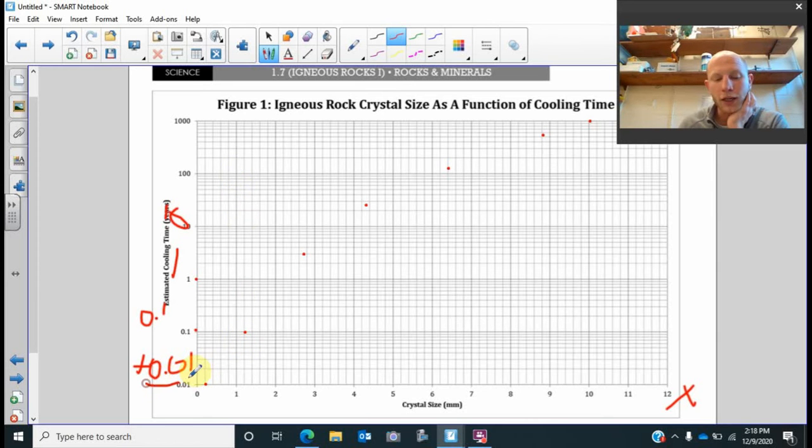Because if we just started out with this increase of 0.01 and we did these lines for every 0.01 and we tried to get to 1,000, I believe there would be 100,000 lines on here, which obviously my screen would need to be ginormous to fit. So that's why we do this.